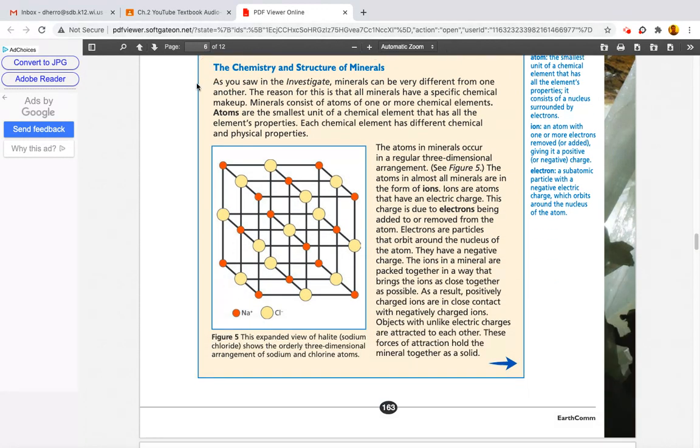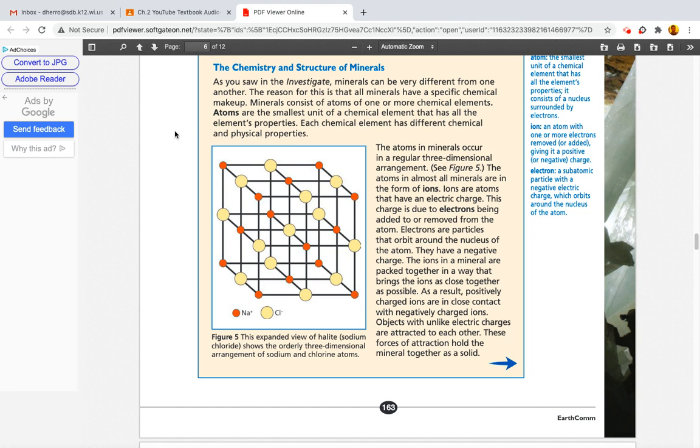The chemistry and structure of minerals. As you saw in the Investigate, minerals can be very different from one another. The reason for this is that all minerals have a specific chemical makeup. Minerals consist of atoms of one or more chemical elements. Atoms are the smallest unit of a chemical element that has all the element's properties. Each chemical element has different chemical and physical properties. The atoms in minerals occur in a regular three-dimensional arrangement.